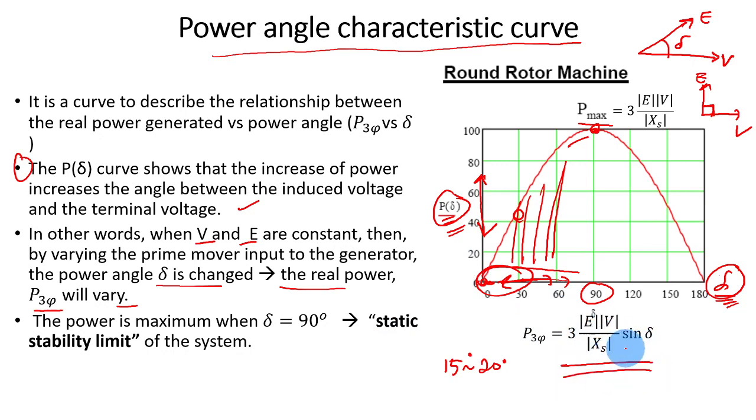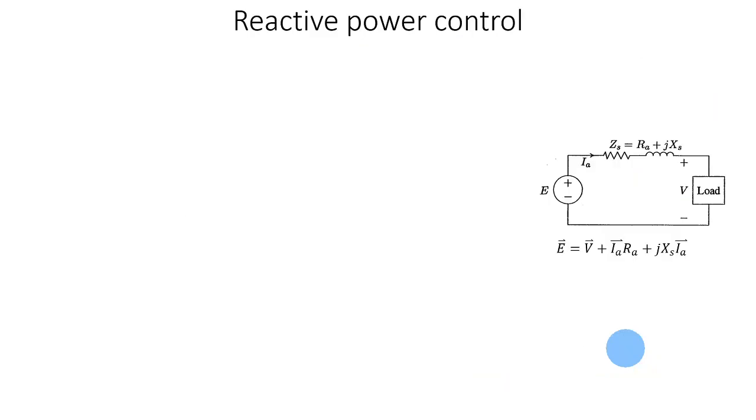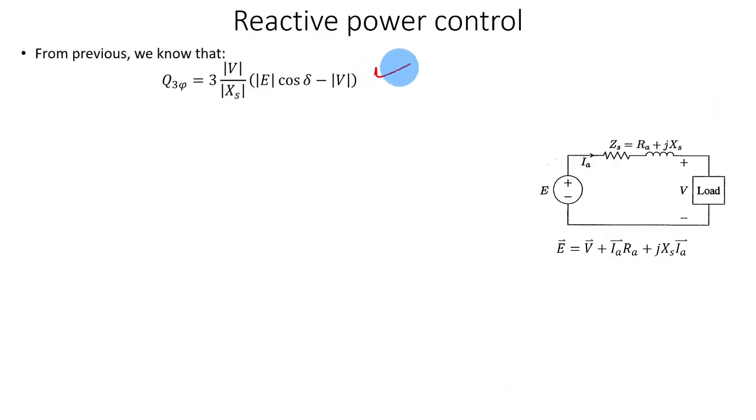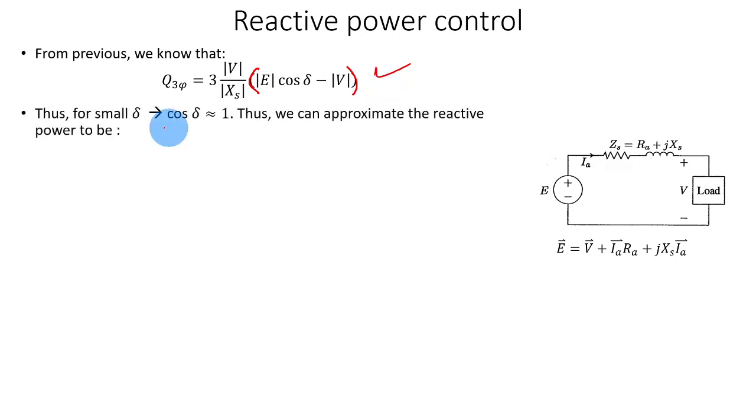So how about the Q, the reactive power? From previous we know this formula, right? I've shown you that the three-phase reactive power Q is equal to 3 multiplied by V divided by XS multiplied by E cosine delta minus V. That is the reactive power formula. So typically for a very small delta, let's say delta perhaps around 10 degrees or 12 degrees, right?